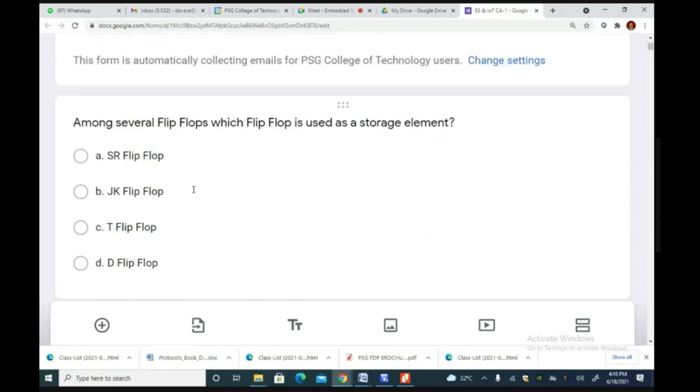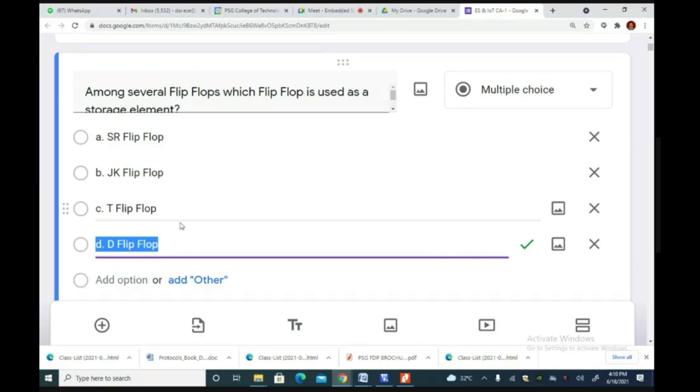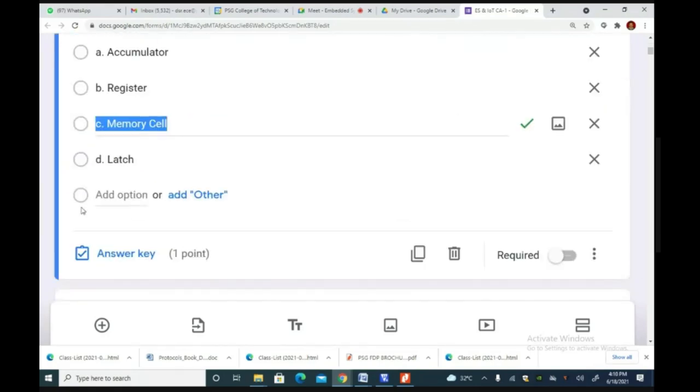Among several flip-flops, which flip-flop is used as a storage element? D flip-flop is used as a storage element is the right answer. Flip-flop with tri-state buffer is called a memory cell.